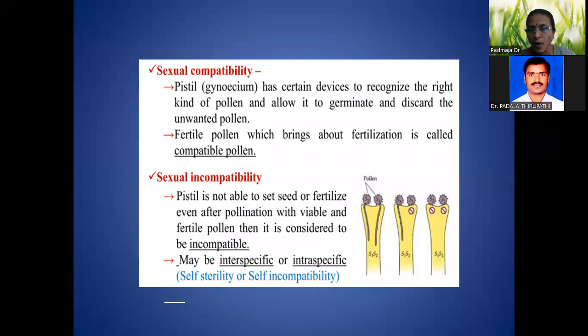If you see the pollen here with S1 and S2 alleles, if the same alleles are present, it will be rejected. If different alleles are there, it will attract that pollen. So here the pollen grain has the alleles S3 and S4, so it is attracted to the stigma and pollen germination will take place. If the same alleles S1 and S2 fall on the stigma, it does not accept the pollen grains to produce the pollen tube. So this type of self-incompatibility we see here.